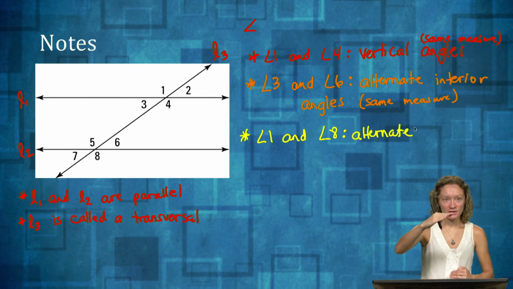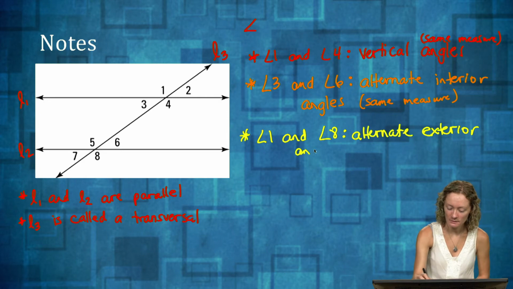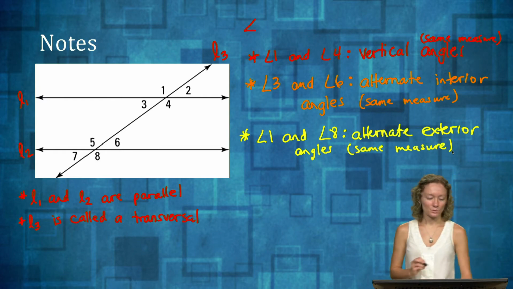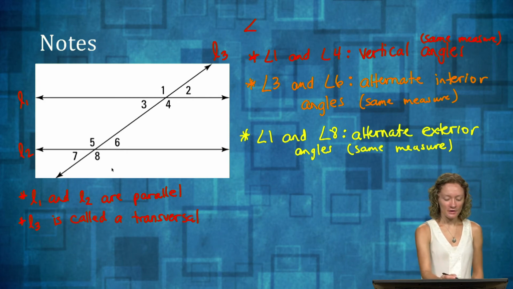But exterior since they're on the outside of the parallel lines. Angles. And these also have the same measure. 1 and 8 is one example of alternate exterior angles. The other example would be 2 and 7.